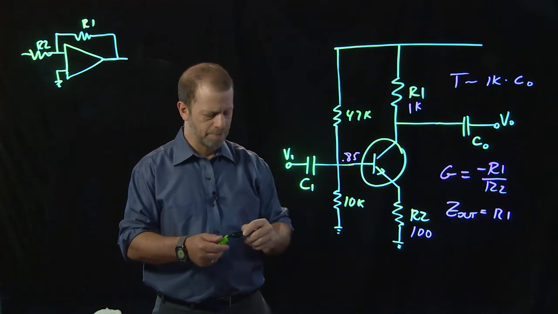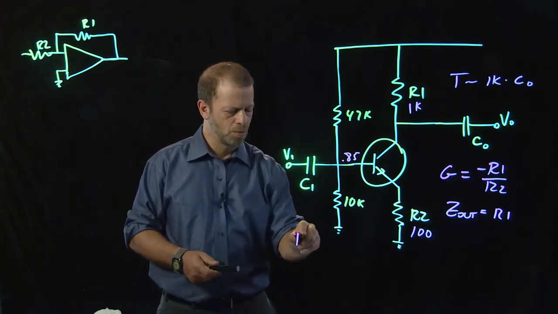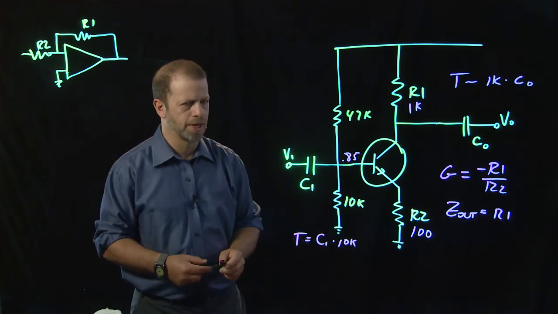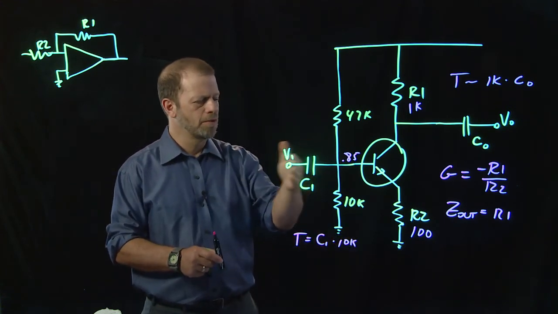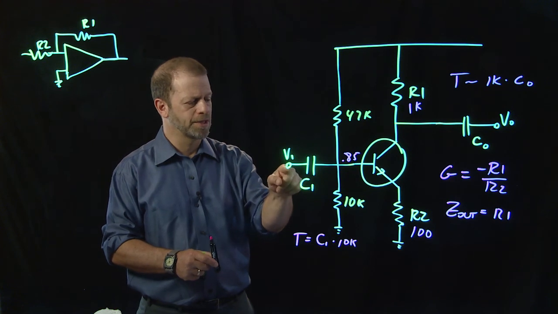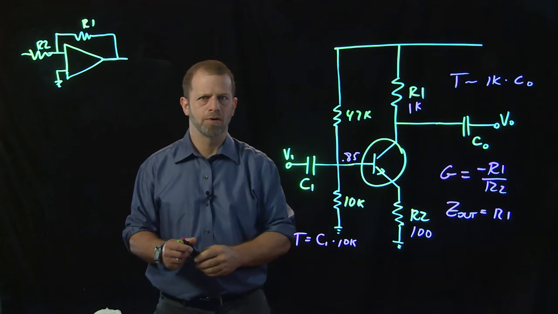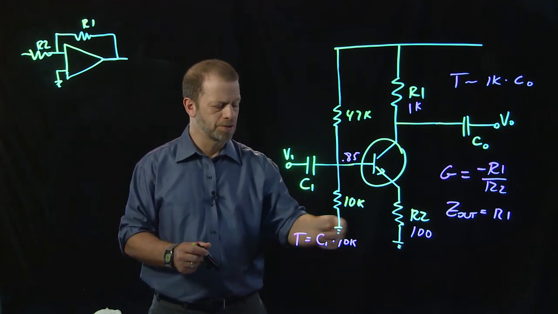So again, we've got a time constant to be concerned about, which is the product of C1 and that 10K. And so in our attempt to couple an AC signal into a biased voltage here, near 0.85 volts, we better be careful that our time constant is sufficiently long.